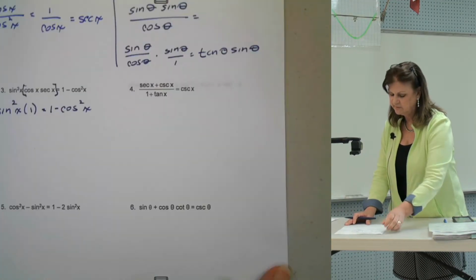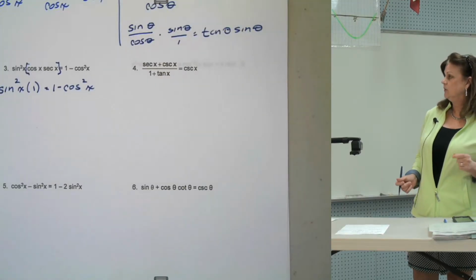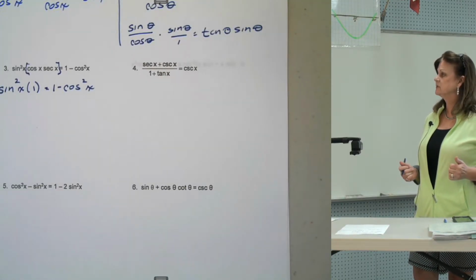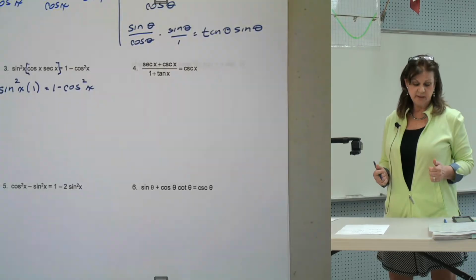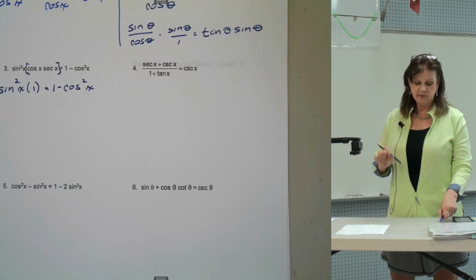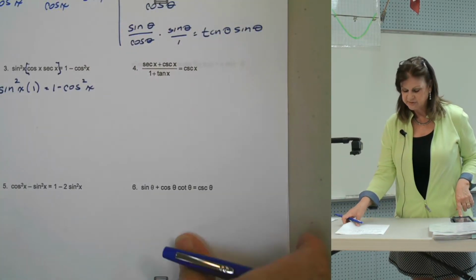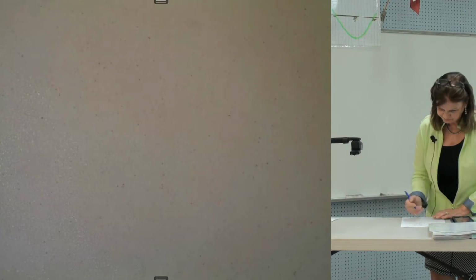Okay, let's look at 4. No one is squared in 4. And what do we know secant is? 1 over cosine, and cosecant is 1 over sine. And then you've got 1 plus tangent. So I'm going to tell you right now, rational, rational, rational. Go ahead and work that, and I will put the answer up in just a moment.